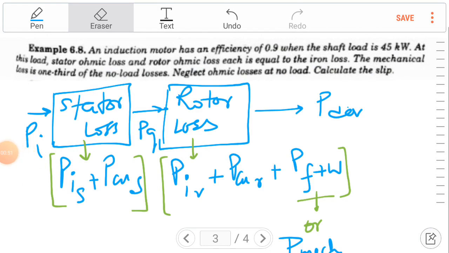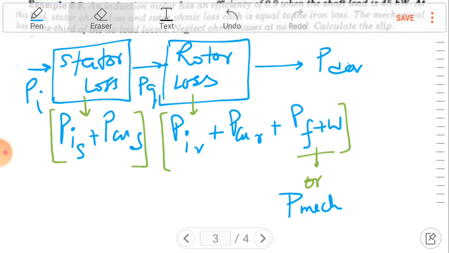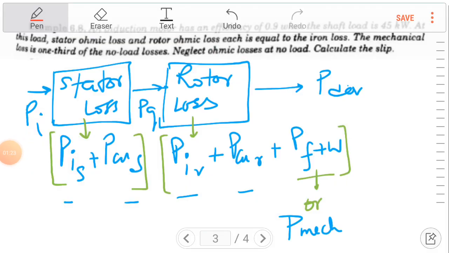This problem is also from power flow. In the previous numerical I explained the power flow diagram. We have 5 power losses: iron loss at stator side, copper loss at stator side, iron loss at rotor side, copper loss at rotor side, and mechanical power loss, or friction plus windage loss, at the rotor side. Iron loss at rotor side is least as compared to other losses, so it is negligible at any load condition.